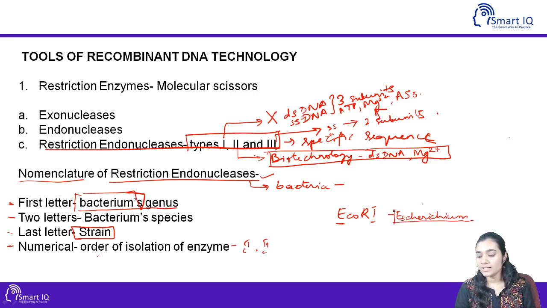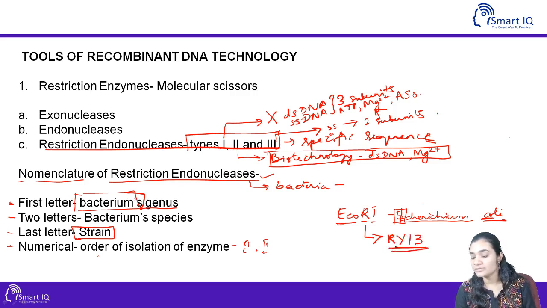Right? So we are deriving the first letter of the endonuclease from the genus name Escherichia. Coli is the species name, of course. So we are going to take the first few letters of the species name and put it here. So Eco, R. What is the R? As I told you, the last letter represents the strain here. So the strain of this happens to be RY13. This is the strain of the Escherichia coli bacteria that are used to produce this restriction endonuclease.